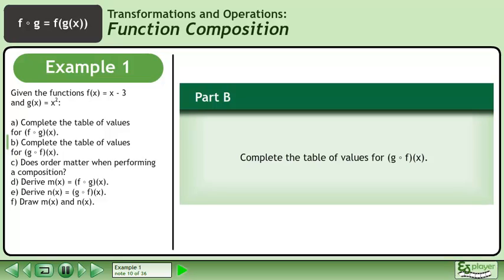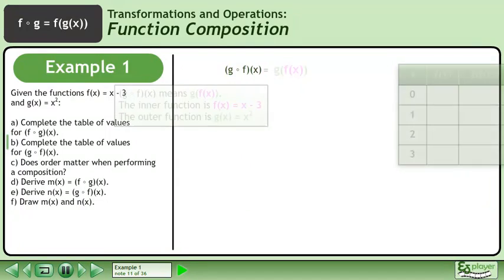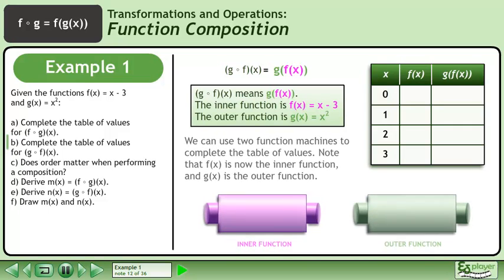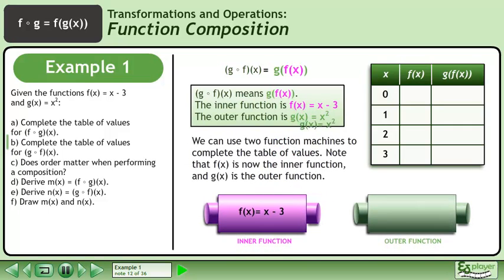In part B, we'll complete the table of values for g of f of x. G open circle f of x means g of f of x. The inner function is f of x equals x minus 3, and the outer function is g of x equals x squared. We can use 2 function machines to complete the table of values. Note that f of x is now the inner function and g of x is the outer function.